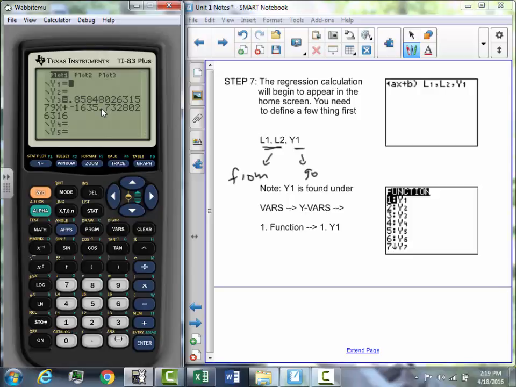So you need to go down to only store reg equation. This is basically where do you want to put the equation where you're done. And then do the same thing we did. Press vars for variables. Over to y variables. Pick a function. And we'll just do y6. And then go down to calculate. And yours will do the same thing, only now it's sitting in y6.